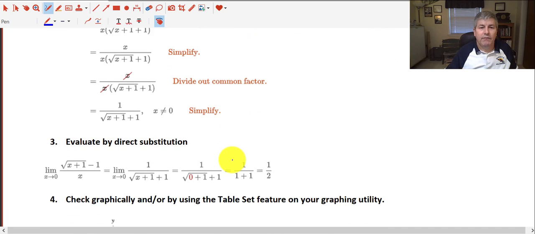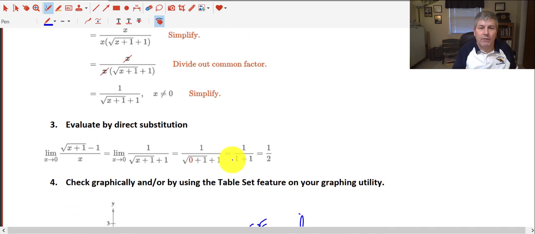Now we can go ahead and evaluate by direct substitution. So we substitute our 0 in for x, and we get 1 over 1 plus 1, which is 1/2. So the limit of our original function, the square root of x plus 1 minus 1 all over x, as x approaches 0, is 1/2.